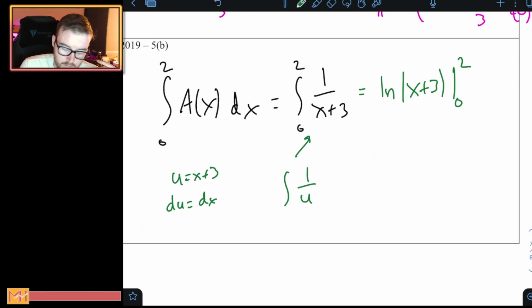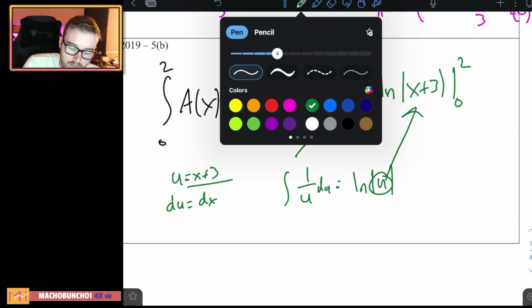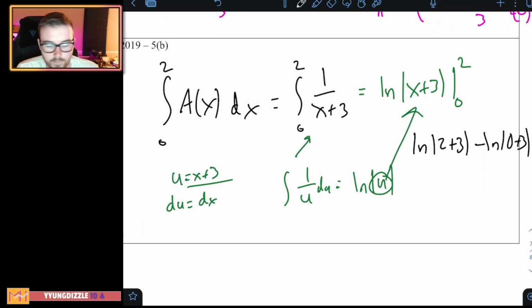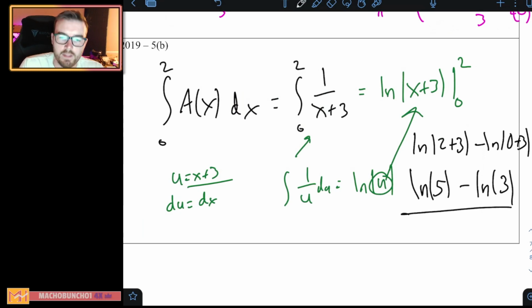As we know, the integral of 1 over u is the natural log of u, absolute value. And what is u? X plus 3. So that's what I'm doing there. And then how do we solve this? You need to plug in the 2 and subtract, plug in the 0. And you're done. That part is not really that hard to mess up, so you could do that math if you wanted a nice, pretty final answer. But there it is: natural log of 5 minus natural log of 3.